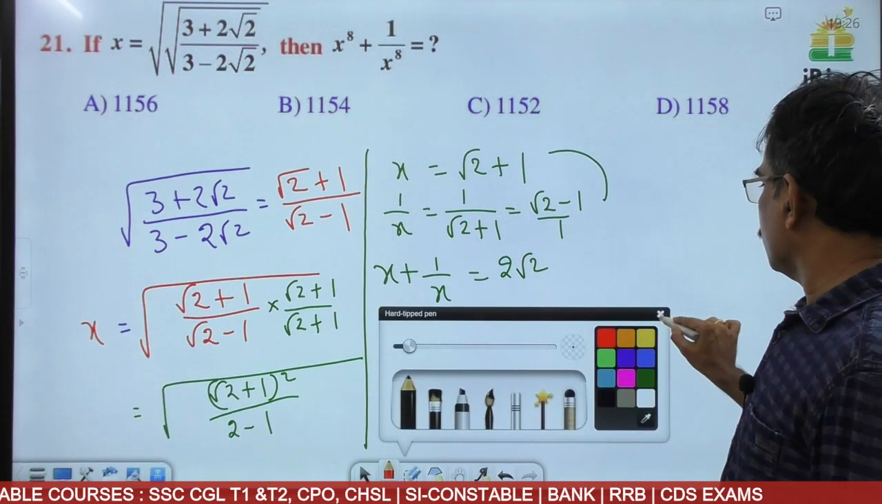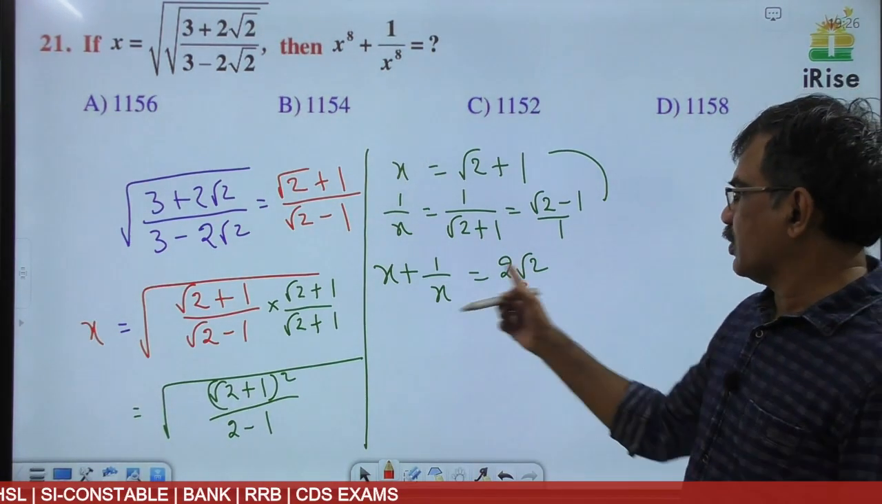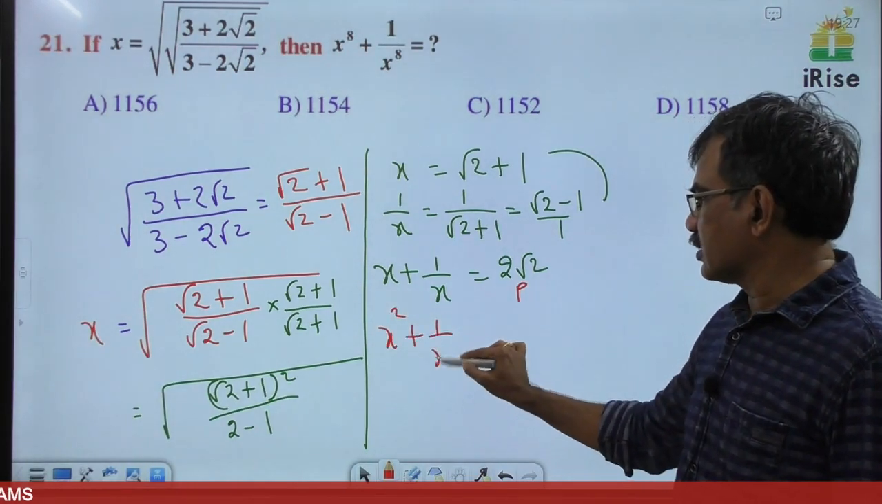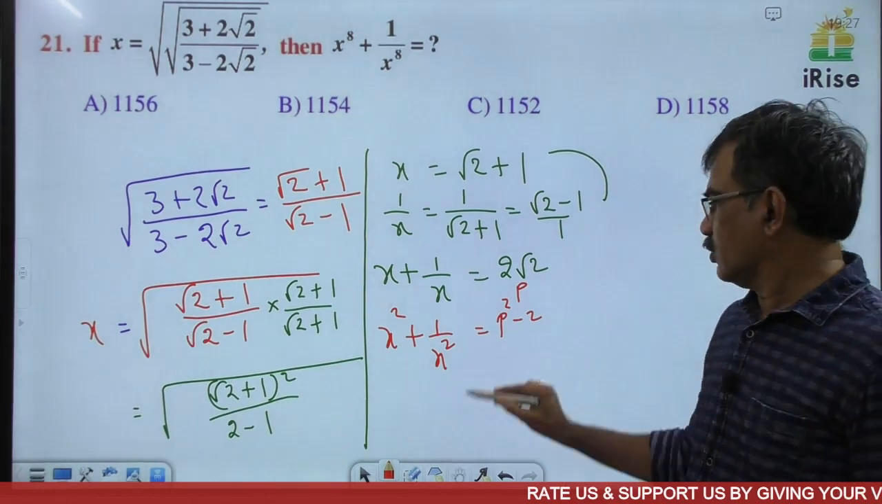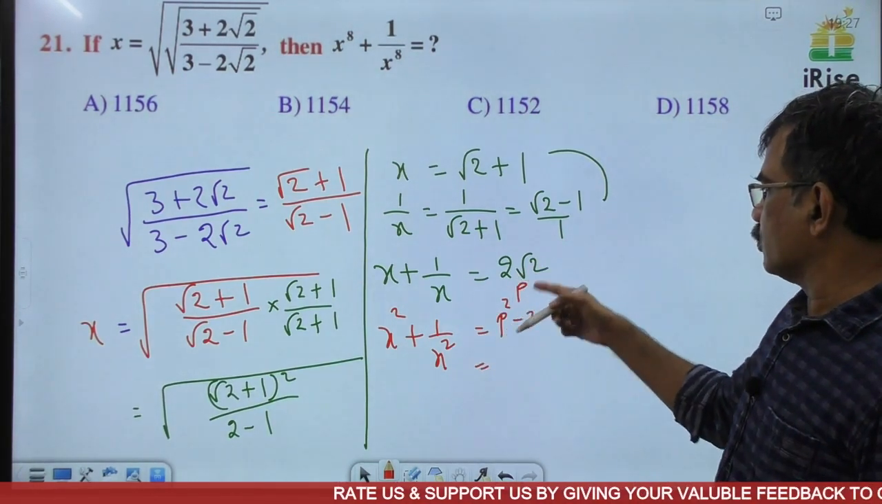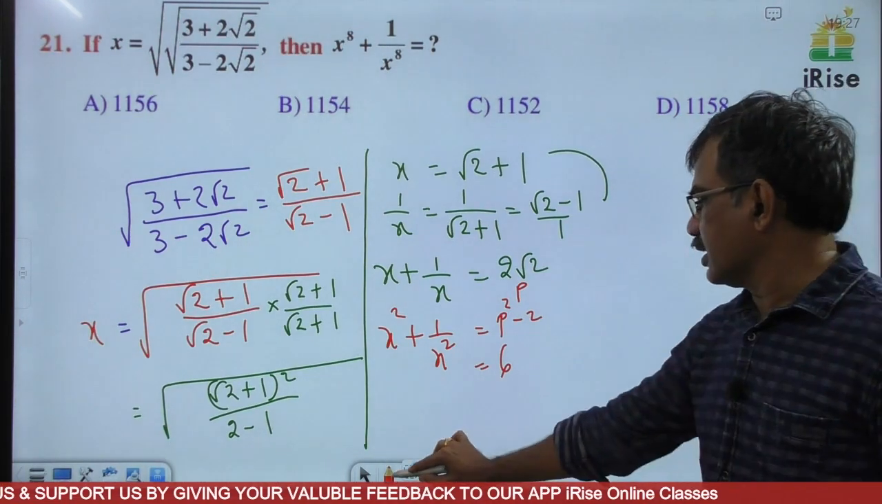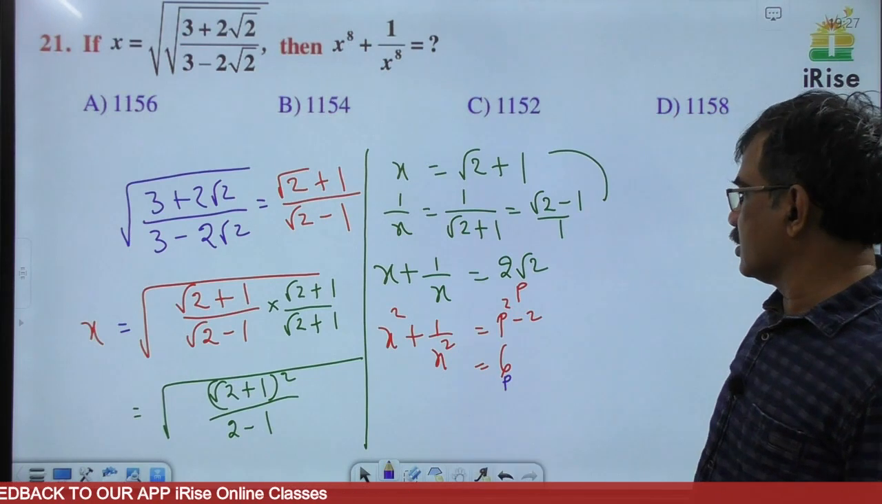Here I want to use the identities. Consider this as p. If x plus 1 by x is p, then x square plus 1 by x square is equal to p square minus 2. What is p square? Square of this: 4 into 2 is 8, 8 minus 2 is 6. Again consider this as p.